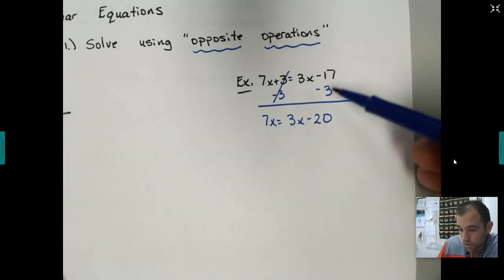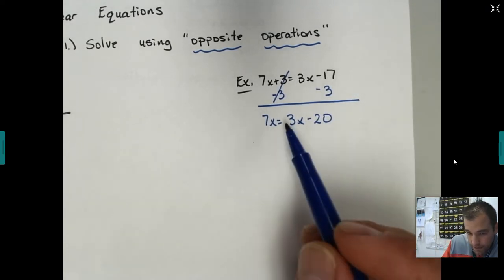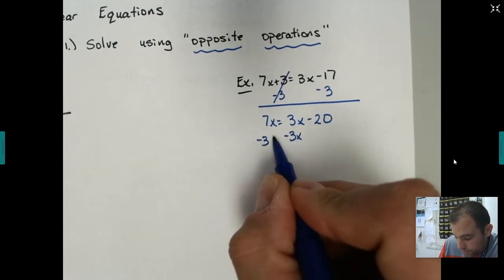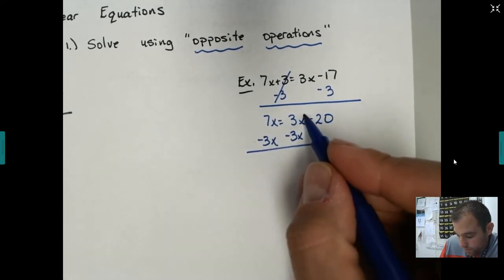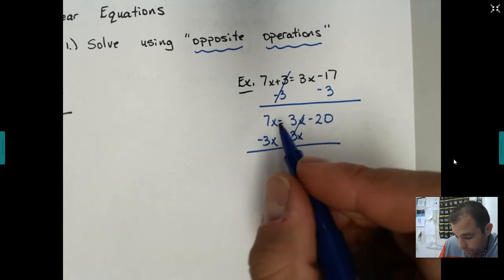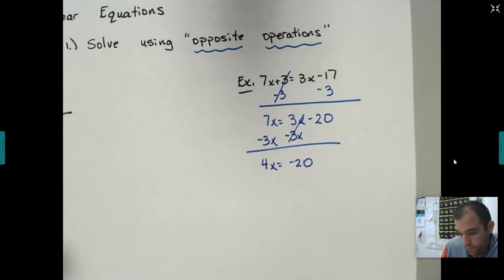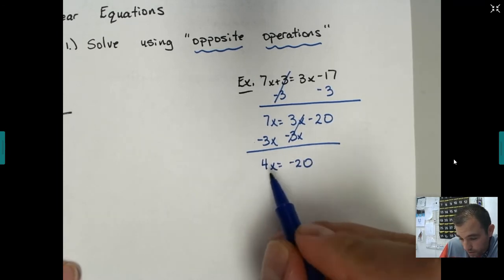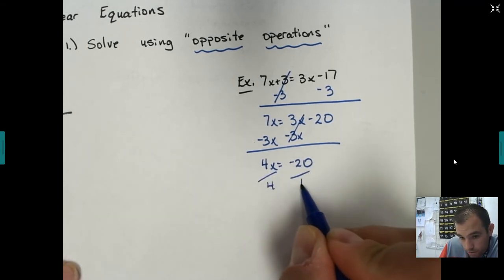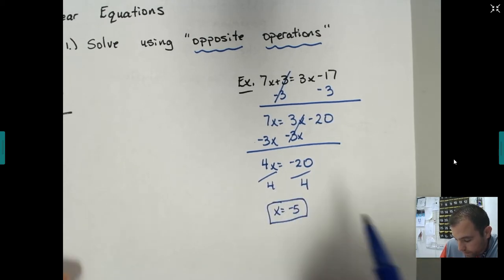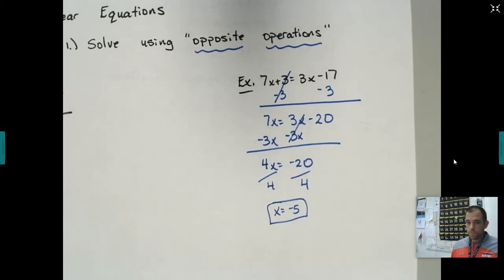So I've got all the numbers on one side. Now I need to get this 3x out of there. So subtract 3x because it's positive. So those cancel. 7 minus 3 is 4x equals negative 20. And then it's just like before. This is 4 times x, so we divide by 4. So x equals negative 5. And we're done. So again, the same thing you all have been doing, just a memory refresher.